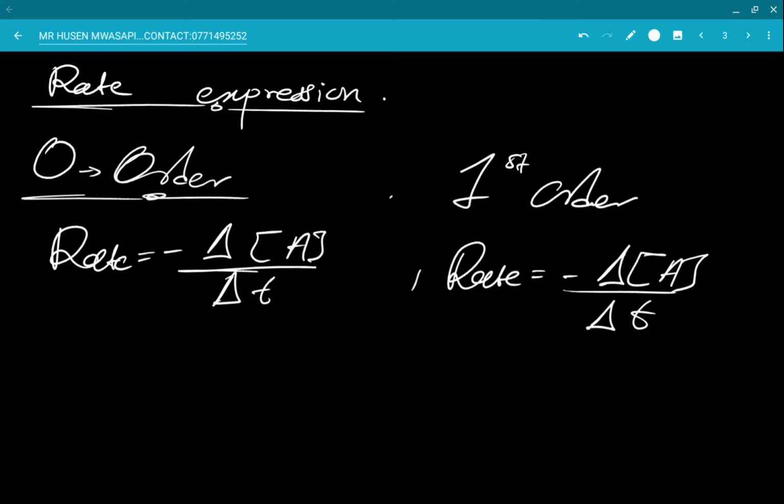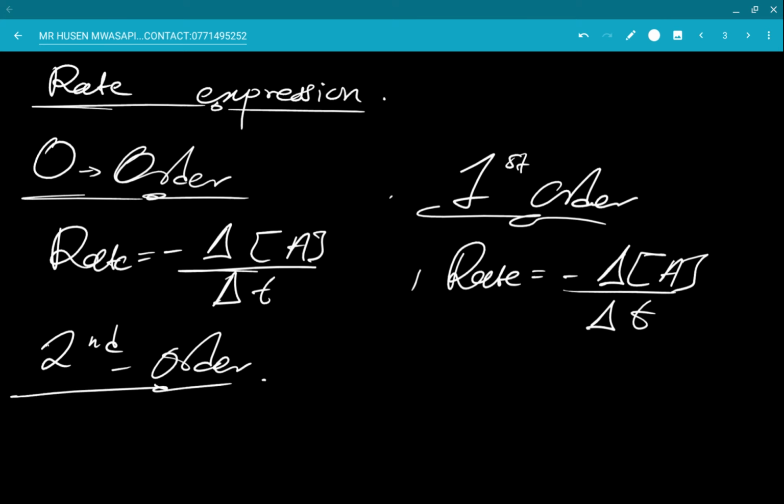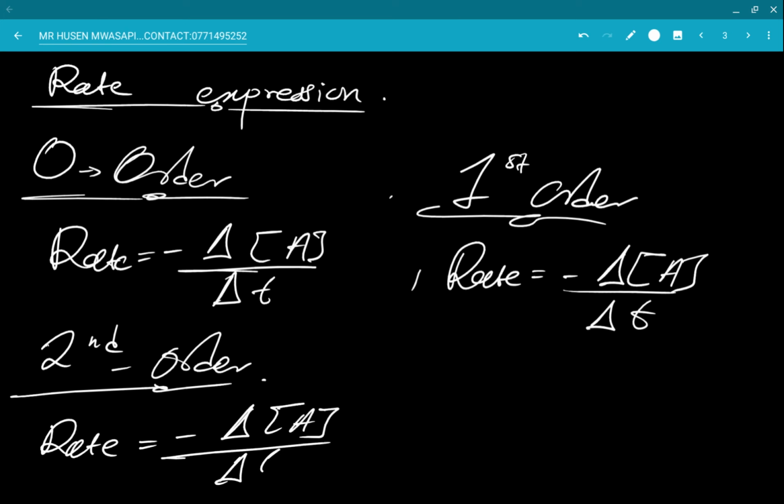And finally, for the second order, the rate expression will also be the negative change in the concentration of the reactant over change in what? Time. Now be mindful of what I've said, that the rate expression is simply a way of measuring the rate of a reaction. So don't forget that.